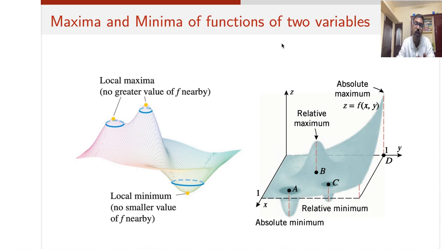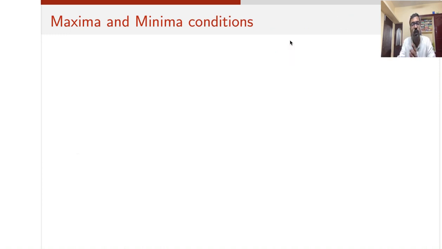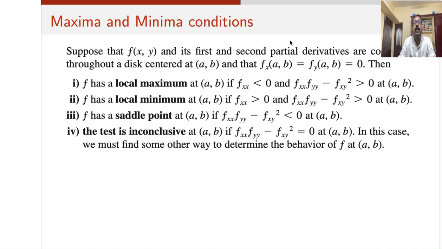Here also there will be a concept called absolute maximum and absolute minimum, which is the maximum of all the maxima. We'll come to that later. Now we'll try to understand how to find the relative maximum. These are the conditions. If rt minus s square is greater than 0, only then you can find the maximum or minimum. Moreover, if r is greater than 0, it will be a minimum point, and if r is less than 0, it will be a maximum point. And if rt minus s square is less than 0, we call it a saddle point.